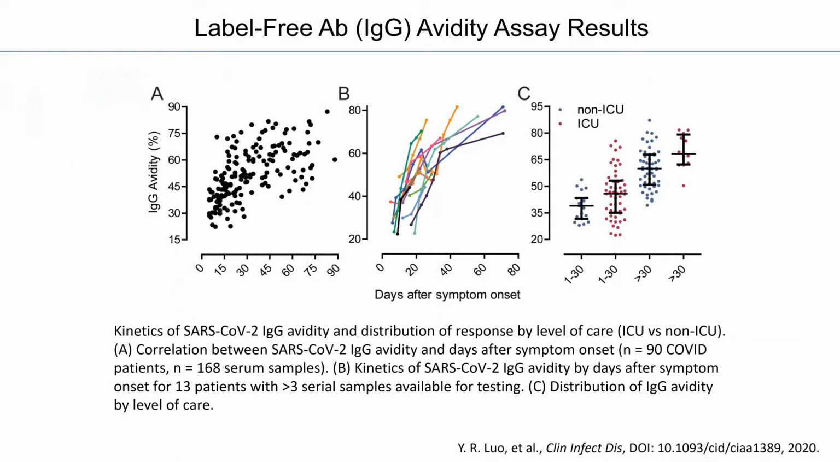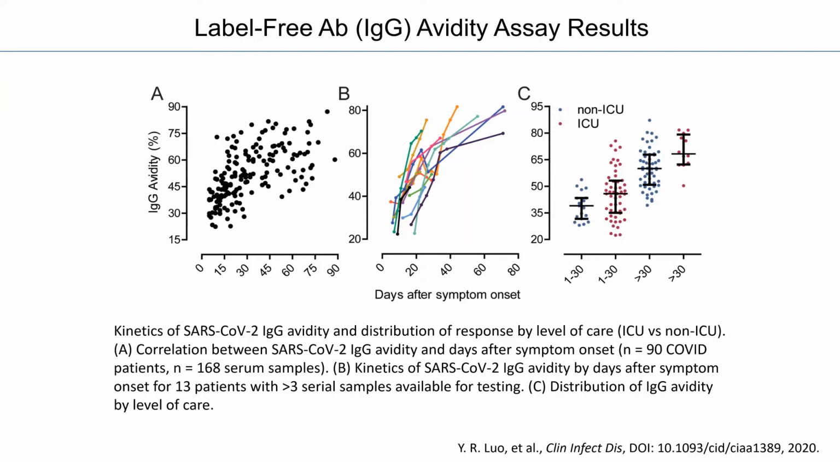The results of the label-free IgG avidity assay are shown in this slide. And the data were recently published in the Journal of Clinical Infectious Diseases. We measured 168 serum samples, and in graph A, we plotted the data against the days after disease onset. And as we can see here, the overall trend is that the IgG avidity increased over time and then stayed at a higher level. And the time window we measured is about 3 months, 90 days.